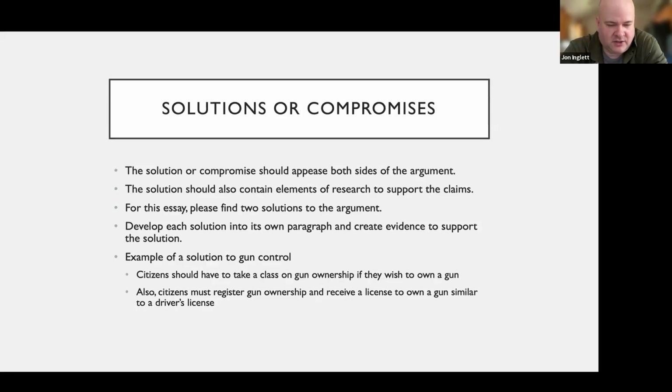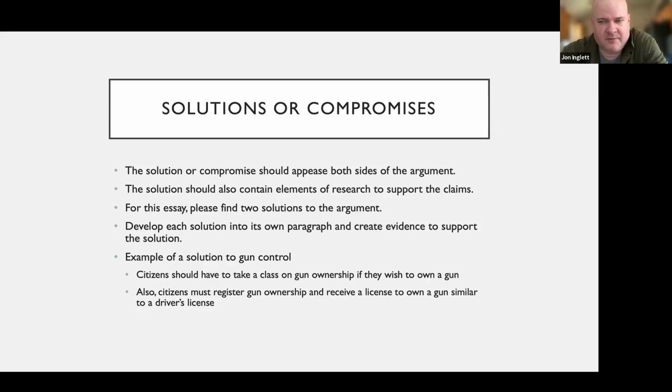An example of a solution to gun control: citizens should have to take a class on gun ownership if they wish to own a gun. Another solution might be citizens must register gun ownership and receive a license to own a gun, similar to a driver's license. When creating your solutions, once again, you want to use evidence that these solutions have worked in various parts of the country, specifically the United States, or you could go worldwide and talk about how these solutions have worked in other countries as well.